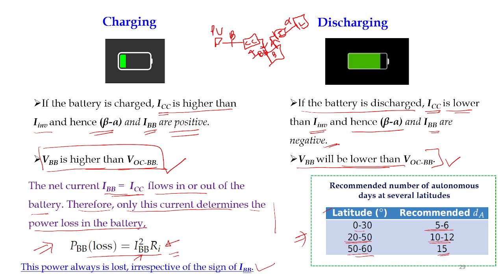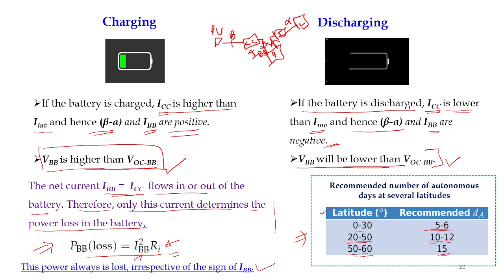During discharging, what happens is this: your ICC is lower than your I inverter, and this beta minus alpha will be negative, and IBB will also be negative. So its direction will change, right? In this case, you can see that VBB will be higher than the open circuit battery bank voltage, and here VBB will be lower than VOCBB.